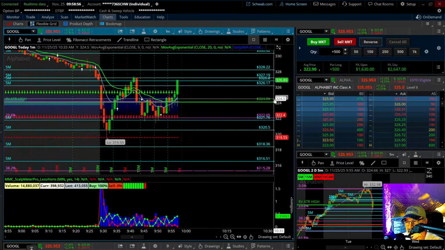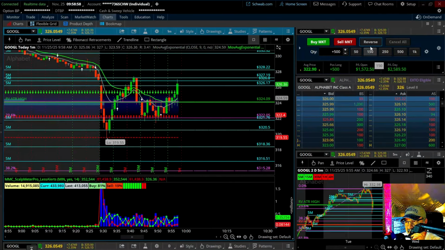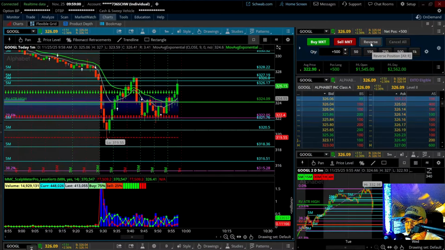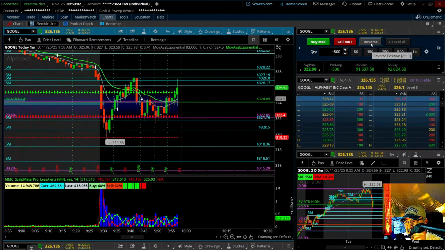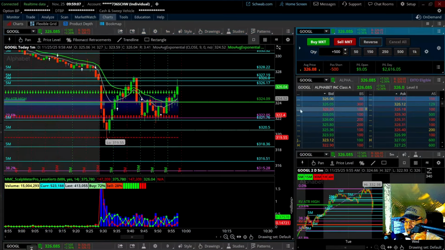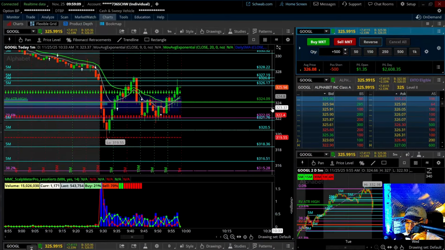So now we've got a $1,600 trade. Nice. So that broke 326 for a second. Pretty hard too. Yeah, I'm just going to take that, guys. 326.08.